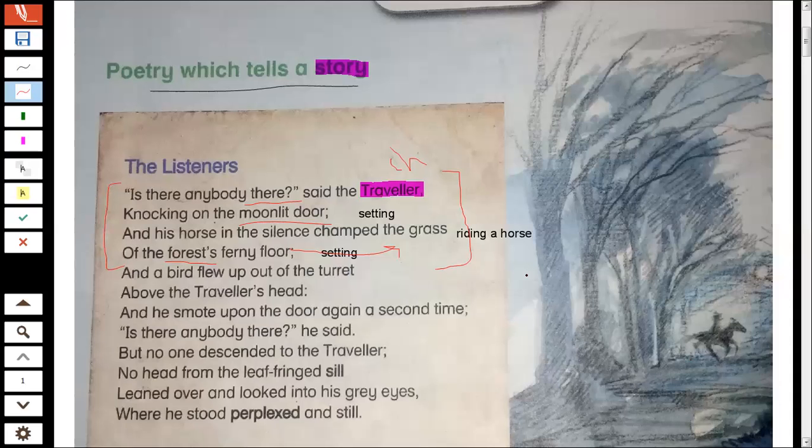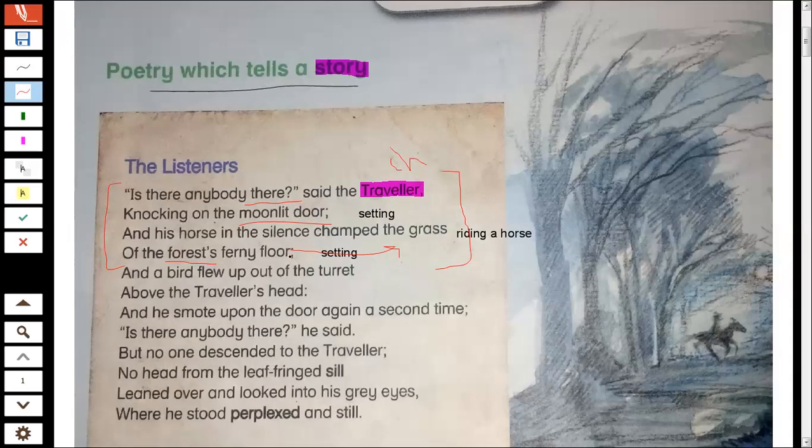Now, after you have thought, talking about the rhyming scheme, let's check the last sound of each line. "Said the traveler," that is A. "Moonlit door," B. "Champed the grass," C. "Ferny floor" repeats door, so that's B. A, B, C, B.